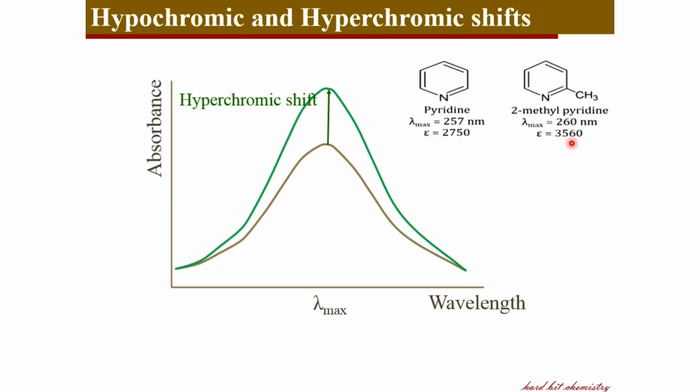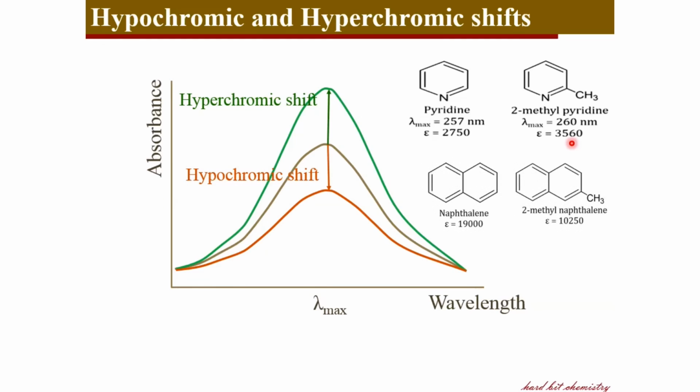And the opposite can also happen there. The intensity of absorption decreases due to the presence of an auxochrome, and that is called a hypochromic shift. Here in this example, you have naphthalene absorbing with an epsilon value of 19,000, and in methylated naphthalene, you can see it is merely above 10,000. So this difference in epsilon values, or in short the difference in intensities of absorption, is called a hypochromic shift.